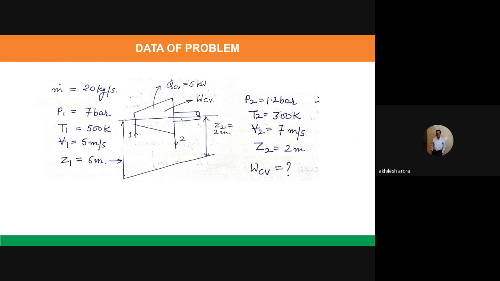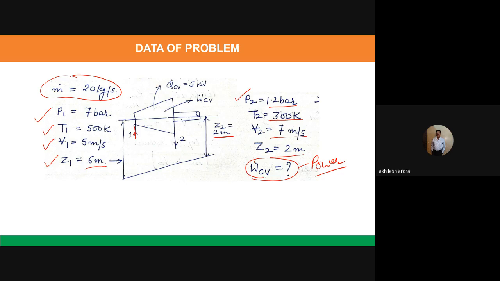So the mass flow rate of the air is 20 kg per second. Inlet pressure to the turbine is 7 bar, temperature is 500 Kelvin, velocity is 5 meter per second, and the elevation is 6 meters, whereas the elevation at the exit is 2 meters. Pressure is 1.2 bar, temperature 300 kilopascal, velocity 7 meter per second, and the elevation 2 meter. And we have to calculate the value of the power, W dot CV. It means we have to calculate the value of power.